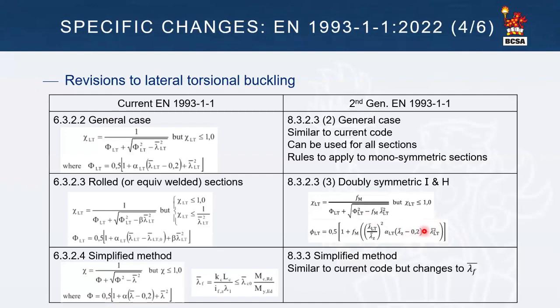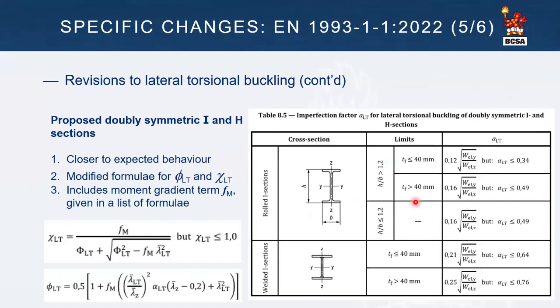The revised simplified method is also identical to the current formulation, but you'll see that there are some changes in the factor lambda bar F that you use. So this is the equivalent compression flange slenderness. In the next slide, I will focus mainly on the case for rolled sections, which is rather common.